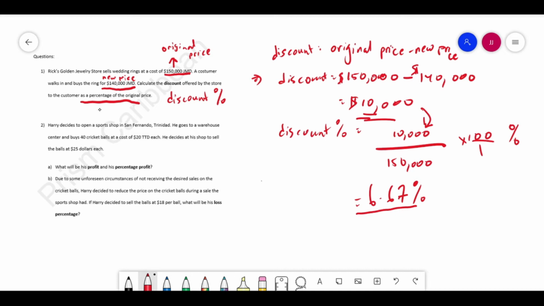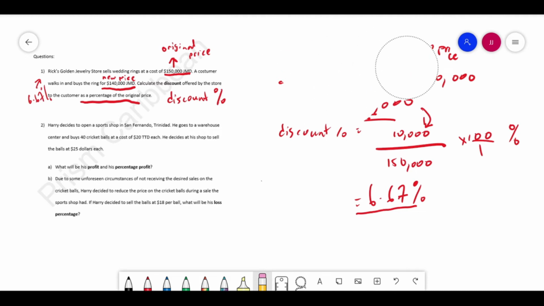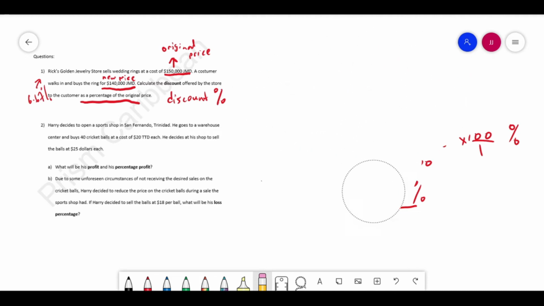So the answer for this will be 6.67%, right? That's the answer for part A. We find the discount first, and then we put the discount over the original price the store offered first, and then multiply it by 100%. And that's where we get 6.67%.